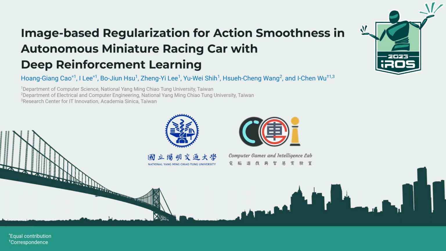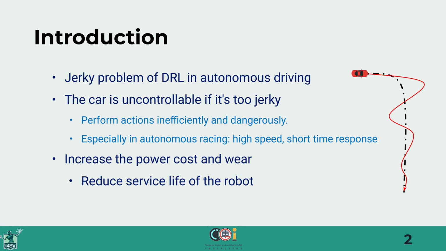Today I'm going to share our work, Image-Based Regularization for Action Smoothness in Autonomous Racing Car with Deep Reinforcement Learning. Deep Reinforcement Learning has successfully solved many complex controlling tasks. However, one critical problem of DRL is the jerky problem, where the agent may suddenly change the action due to the dynamics of the environment. Jerky control may cause control inefficiency and danger, especially in autonomous racing when the car is moving at high speed and requires a short response time.